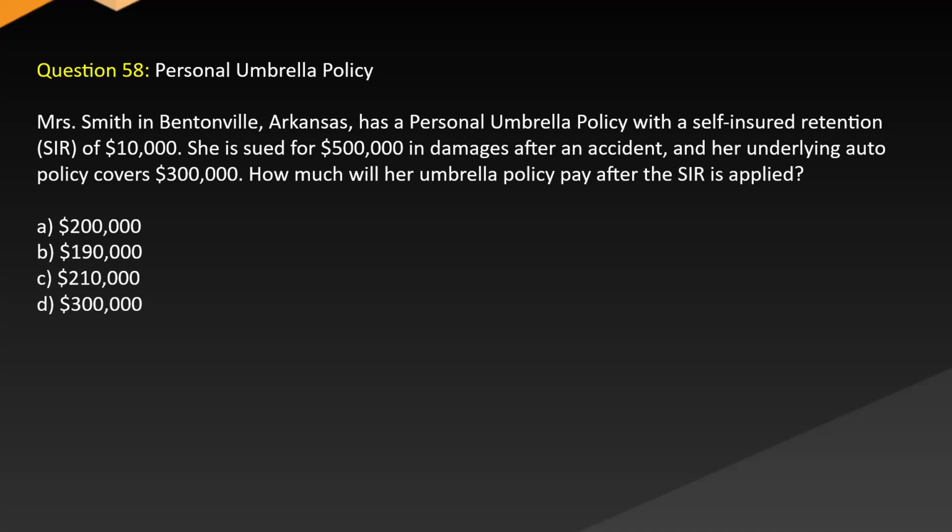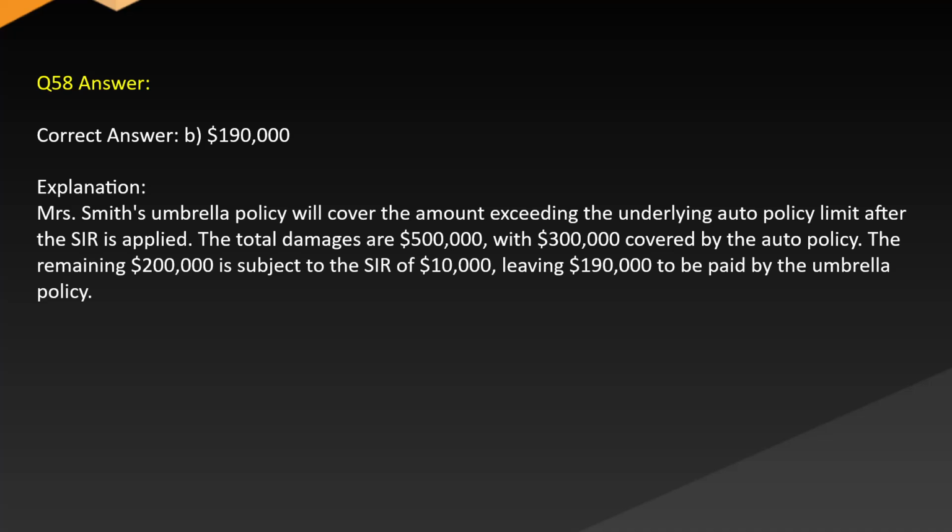A. $200,000. B. $190,000. C. $210,000. D. $300,000. Correct answer: B. $190,000. Explanation: Mrs. Smith's umbrella policy will cover the amount exceeding the underlying auto policy limit after the SIR is applied. The total damages are $500,000, with $300,000 covered by the auto policy. The remaining $200,000 is subject to the SIR of $10,000, leaving $190,000 to be paid by the umbrella policy.